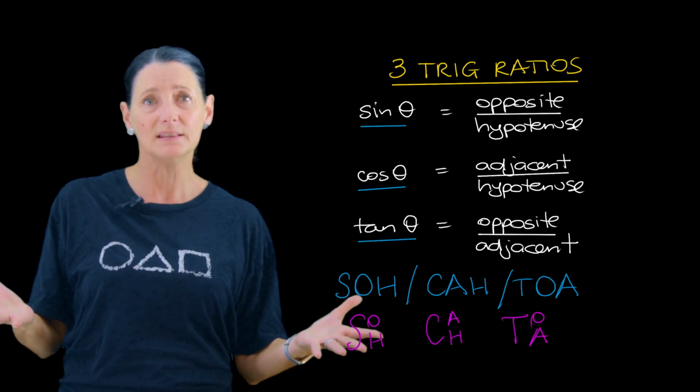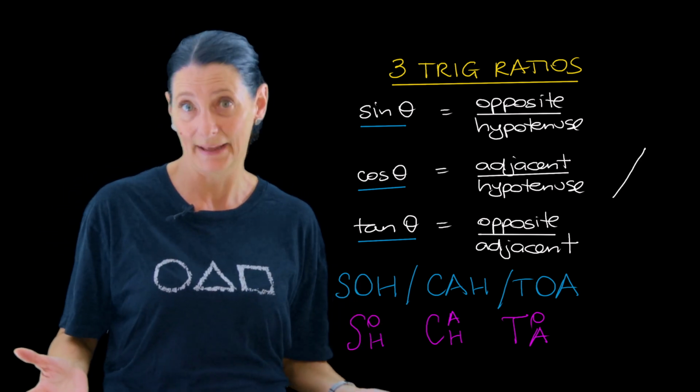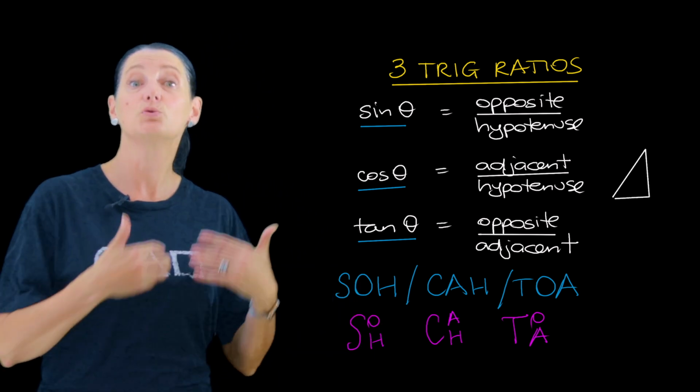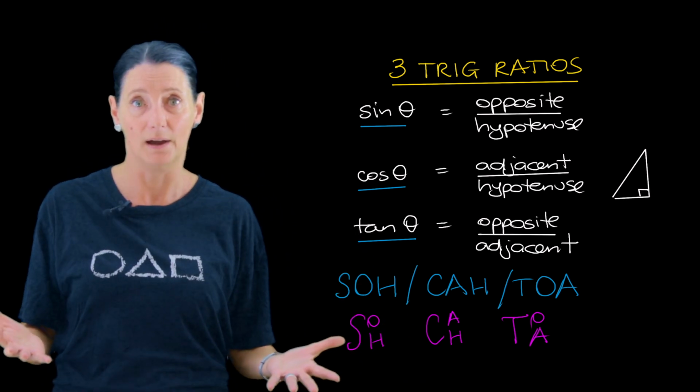But why are we using this? Well, you might remember last lesson we actually labelled the sides of our right angle triangle. We now need to apply either sine, cos or tan so that we can find an unknown side.